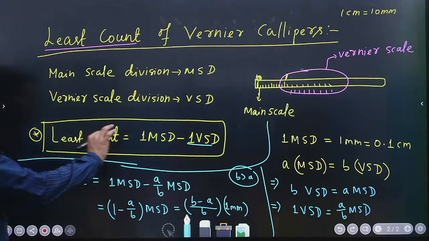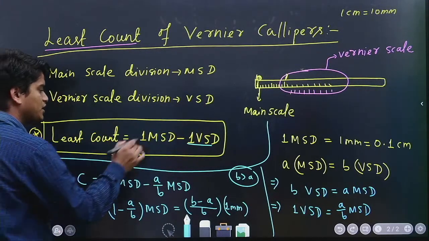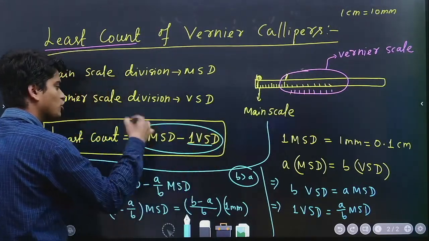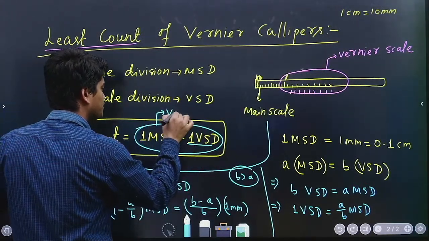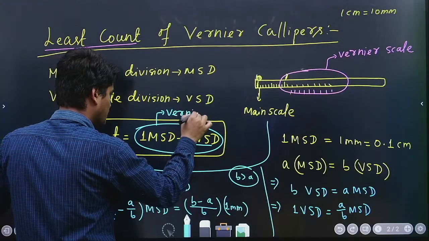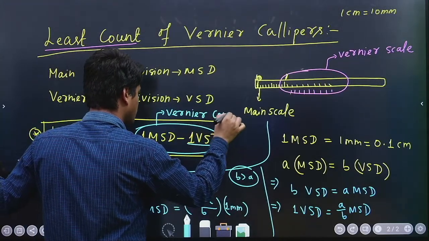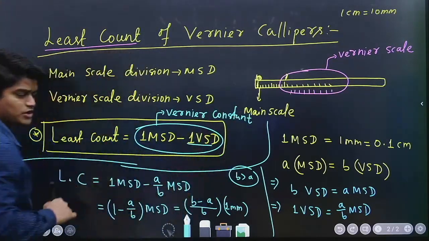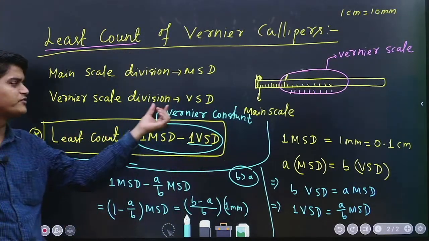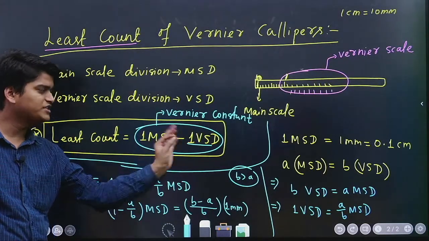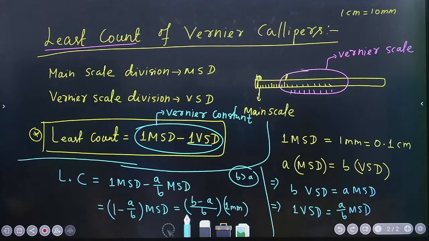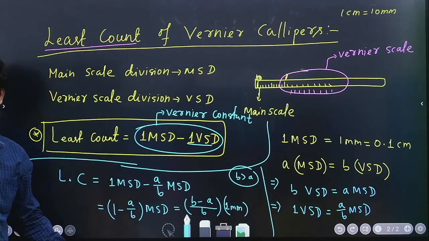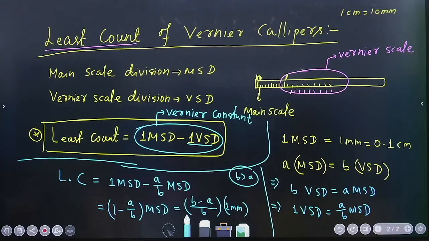And remember, this term 1 MSD minus 1 VSD is also called the vernier constant. Sometimes instead of least count they ask what the vernier constant is. So you tell 1 MSD minus 1 VSD. Yes or no? The least count of a vernier caliper is also called the vernier constant.